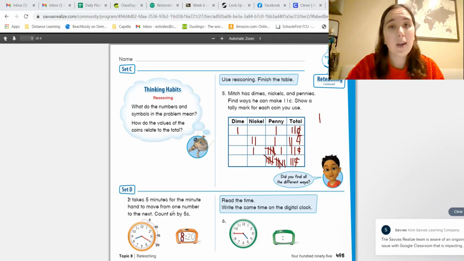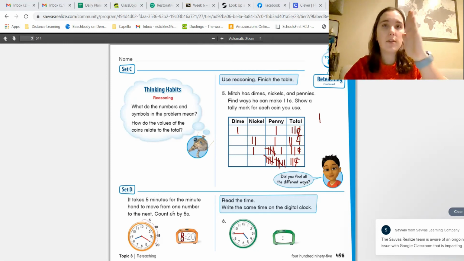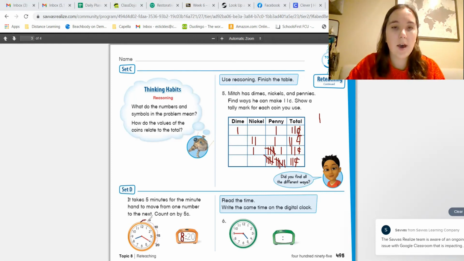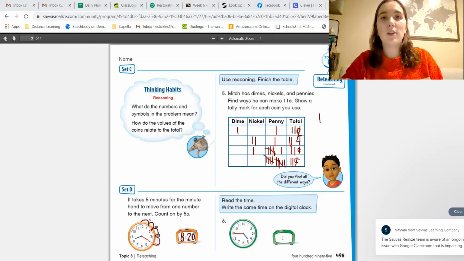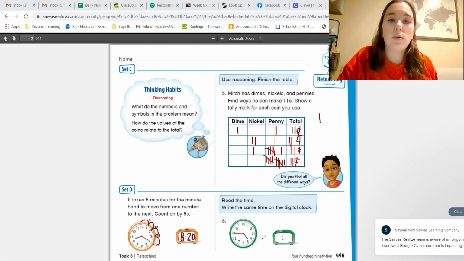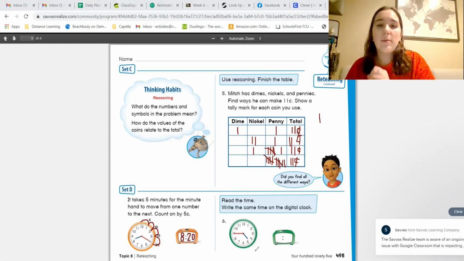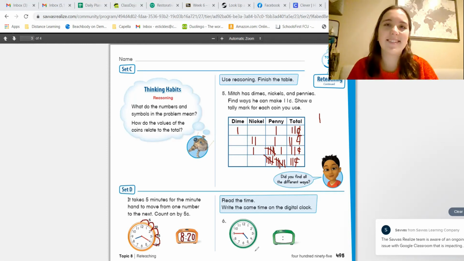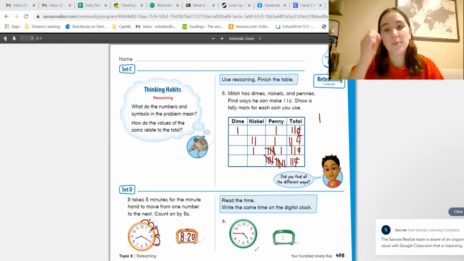And now, like our thing was saying, we need to count on by fives, starting at the 12, to figure out where our minute hand is, how many minutes after the hour. So I'm going to start here and go 5, 10, 15, and 20. So we stopped at our minute hand, and that was 20 minutes after 8 o'clock. So this clock, both of them now, are showing the time 8:20. Now, I want you to do number 6 by yourself. Read the time, write the same time on the digital clock, and then come back to me when you think you figured it out.